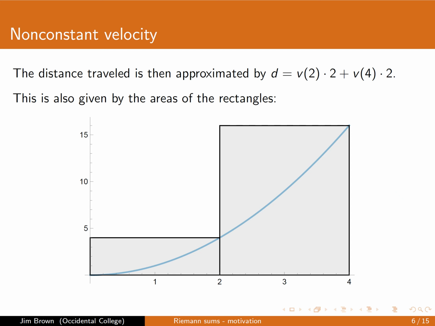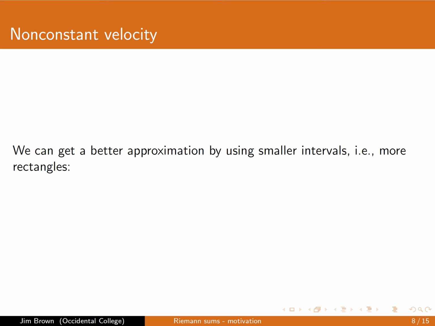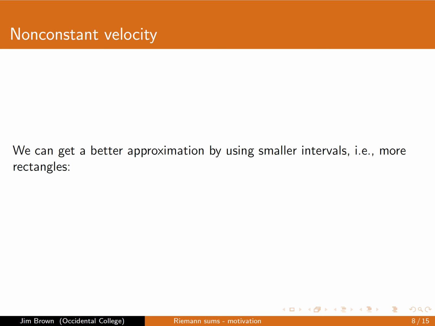So that gives us an approximation to the distance traveled. Not a particularly good one, because we can see we drastically over-approximated the velocity over those intervals. Since we used an over-approximation for the velocity, this is going to be an overestimate of the actual distance traveled. Now, what we can do is use smaller intervals, and our approximation will be better. Over here, the approximation isn't terrible. It's over here where the approximation is terrible. So if we use a smaller interval, it would be a better approximation.